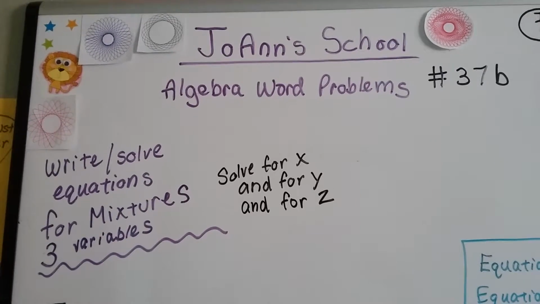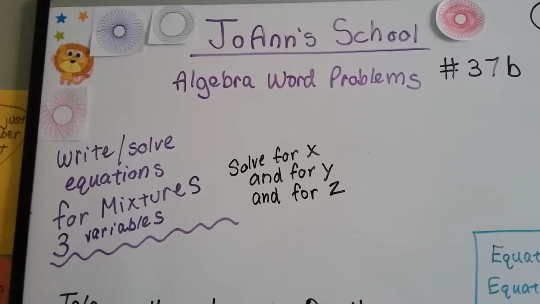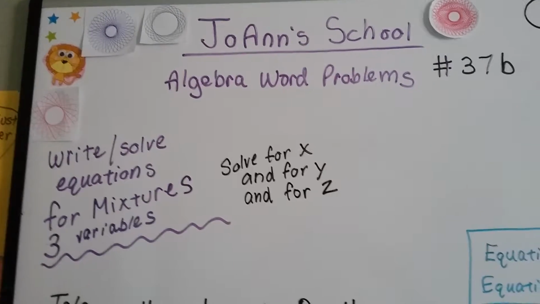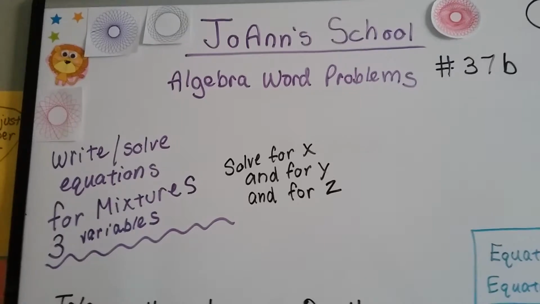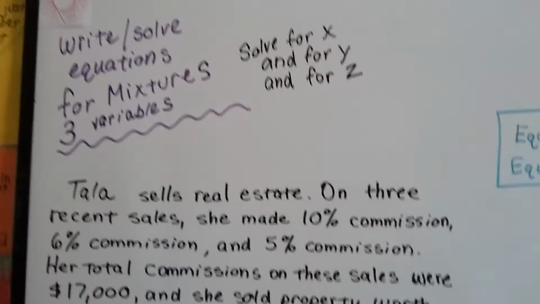Algebra word problems number 37b, write and solve equations for mixtures, 3 variables. We're going to solve for x, y, and z, but z is going to trick us, and it's going to turn into an x plus y.